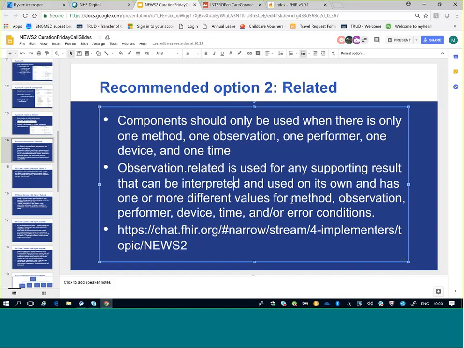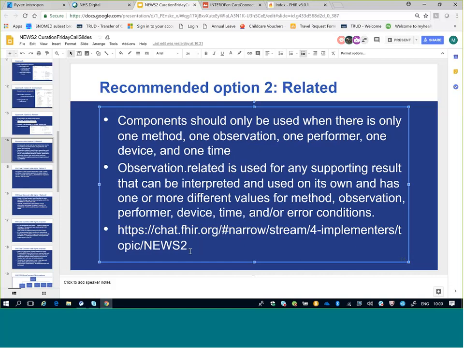And related is used when the observation on its own has different values, and again, because NEWS2 has 6 to 7 components or 6 to 7 parameters, which are used by different devices, the observation could happen at different times. So it makes sense to use related because that meets the criteria.